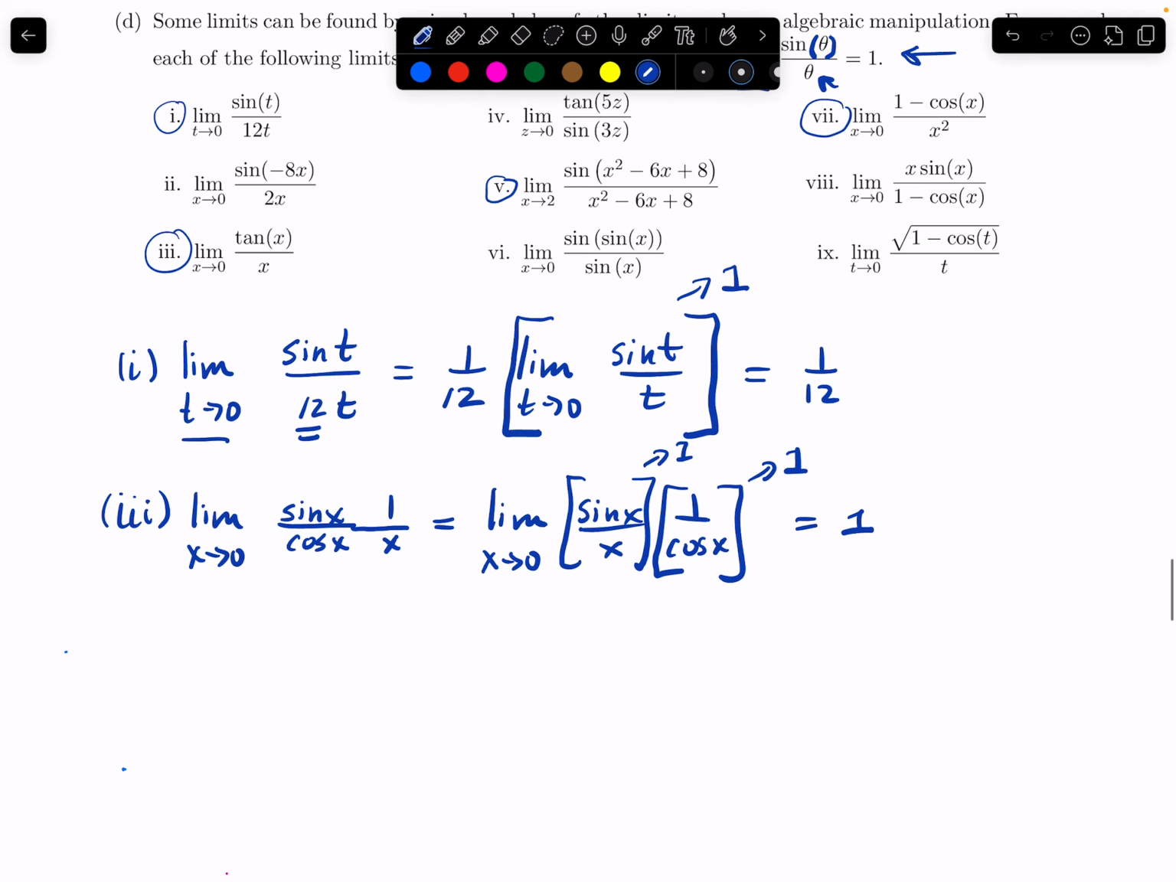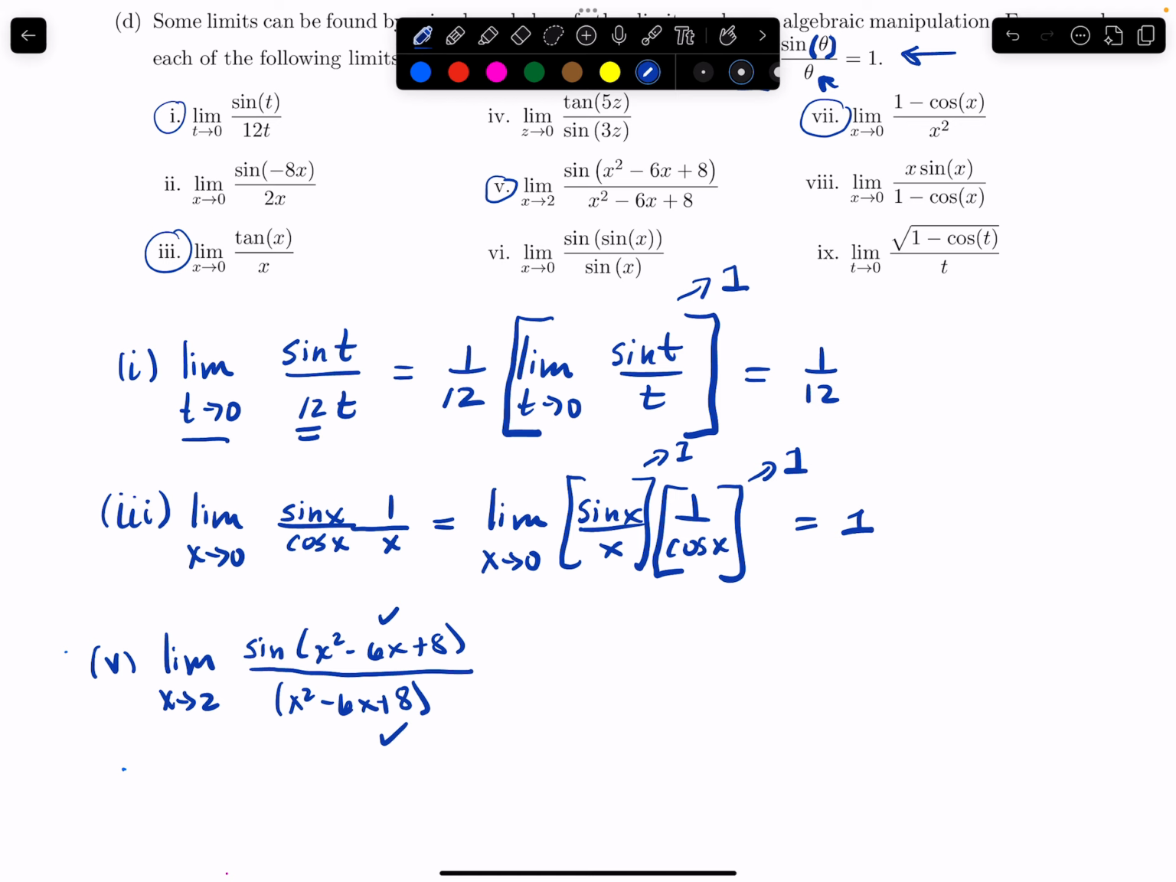All right, let's look at 5. It looks a little different. So here we have the limit as x goes to 2. Already we have some issues. So now we're looking at the sine of x squared minus 6x plus 8 all over x squared minus 6x plus 8. Now notice that does match that. So it's almost our limit, except we need to be headed towards 0. And what needs to be headed towards 0 is that entire expression.